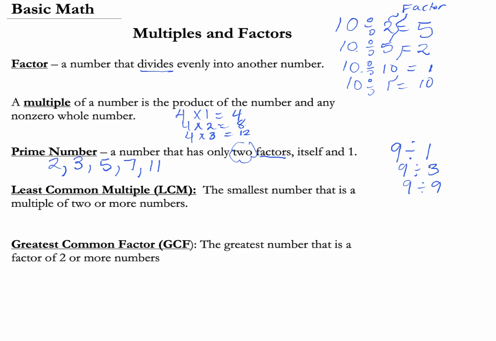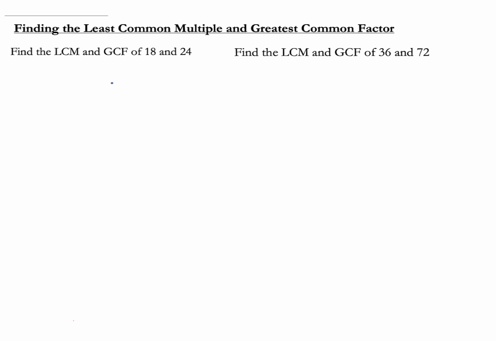Now in this lesson, you have to be able to find the least common multiple, LCM, and the greatest common factor, GCF. When I say the least common multiple, that word least means we're looking for the smallest number that is a multiple of 2 or more numbers. When I say greatest common factor, that word greatest means I'm looking for the greatest number that is a factor of 2 or more numbers. So we're going to be finding the least common multiple and the greatest common factor.